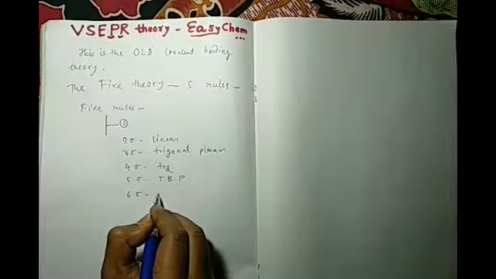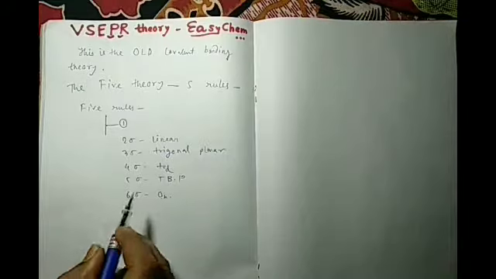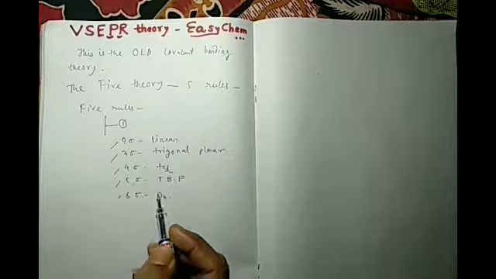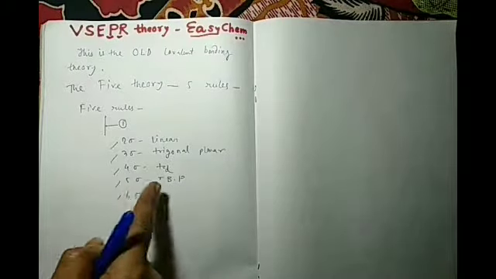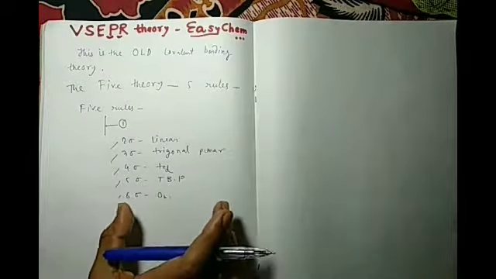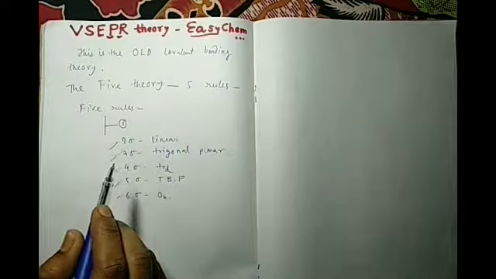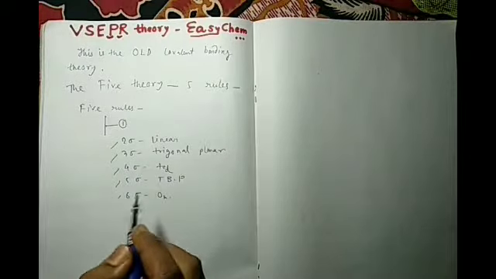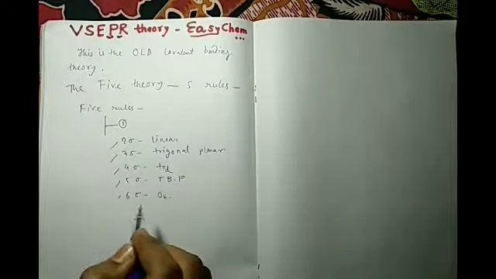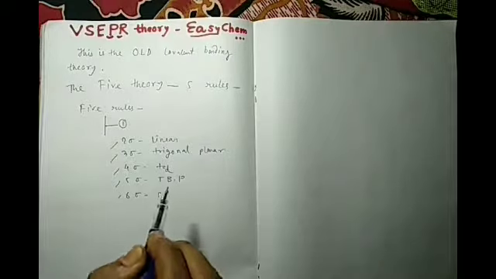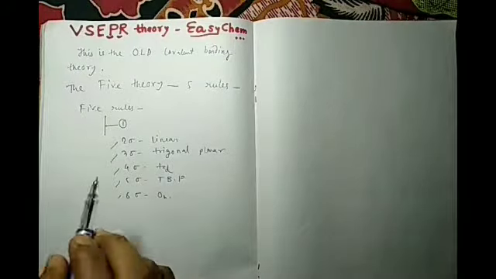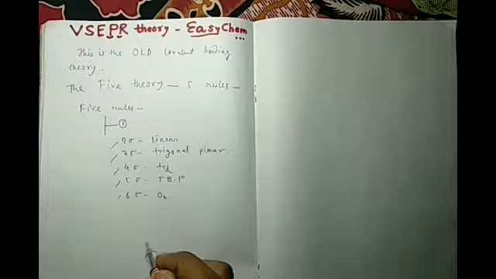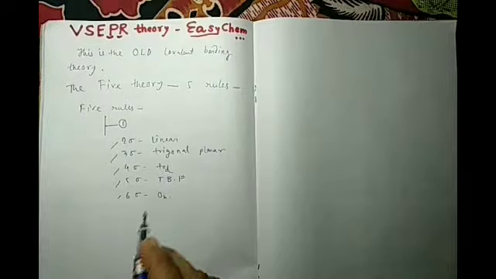6 sigma bonds, octahedral. So these are the cases of only sigma bonds, not any lone pair. So the first rule says there is no lone pair present on the central atom. So if this occurs, then the number of sigma bonds considers only the structure of the molecule or the structure of the compound. This is the first rule.